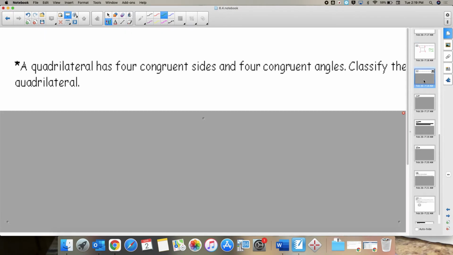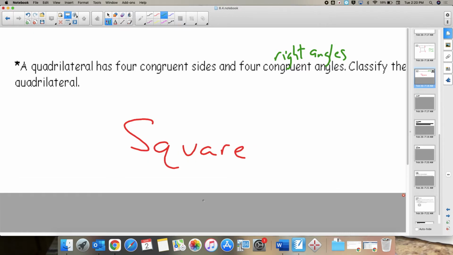Right? It says a quadrilateral has 4 congruent sides and 4 congruent angles. Classify the quadrilateral. 4 congruent sides, that makes it a rhombus. 4 congruent angles means it has 4 right angles. That would make it a rectangle. A shape that is both a rhombus and a rectangle is your square.